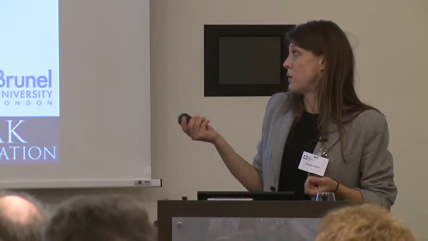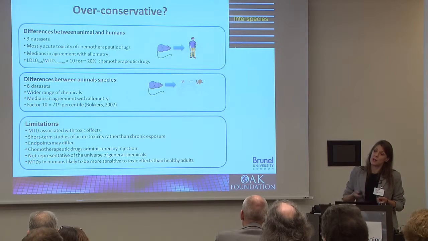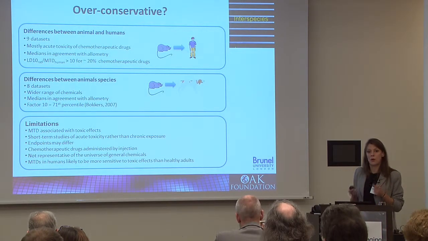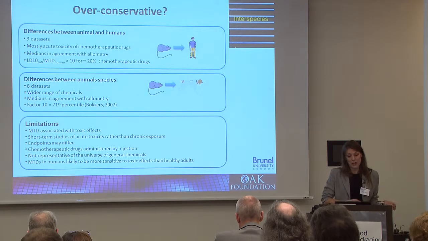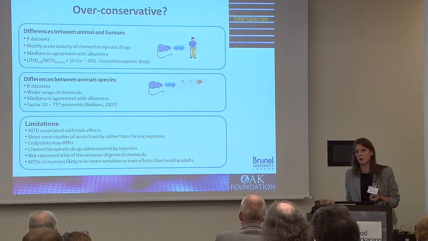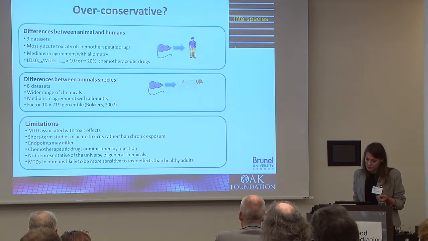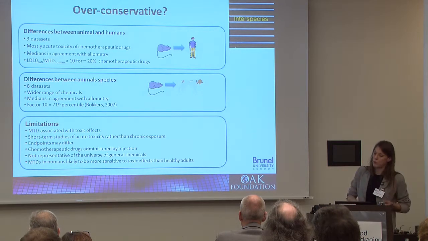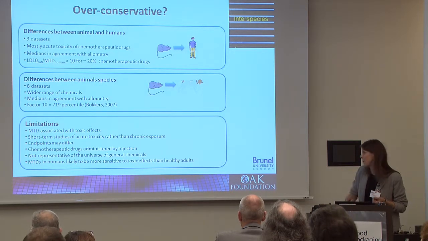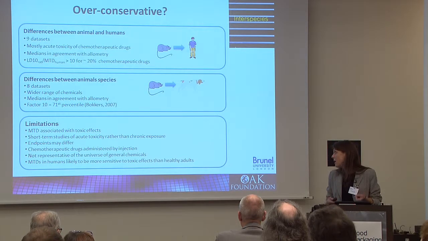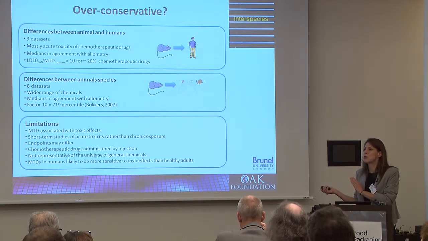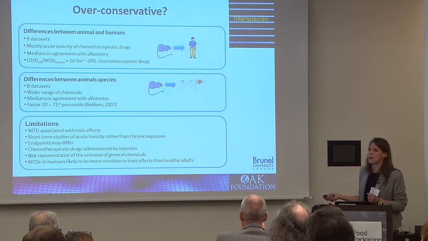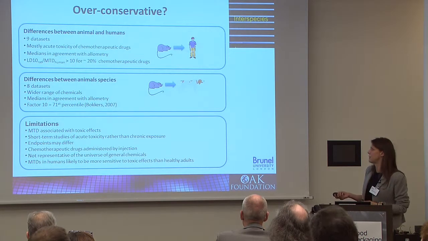When you're looking at data sets that have used chemotherapeutic drugs, they're administered by injection, so you don't have any measure of the influence of first-pass metabolism here. The type of compounds that have been looked at are not necessarily very representative of the universe of chemicals you might be exposed to. And also, when you're looking at the effects in people that are receiving chemotherapy, these are people that are not healthy adults, so they might be already more sensitive to toxic effects. And some of these limitations might shift the distribution one way or the other, but you can only speculate on that. We can't measure it or test it experimentally.